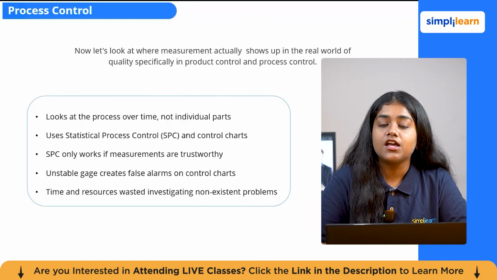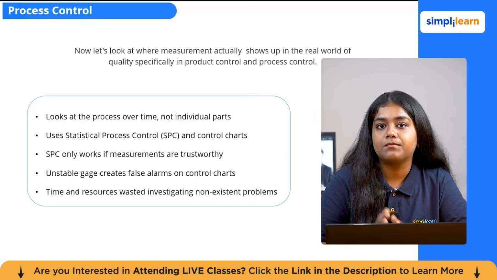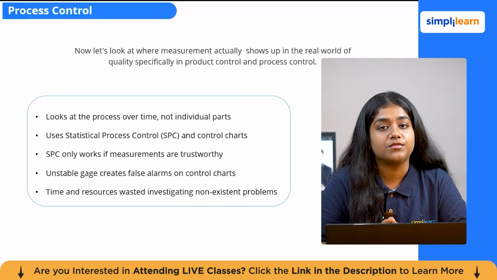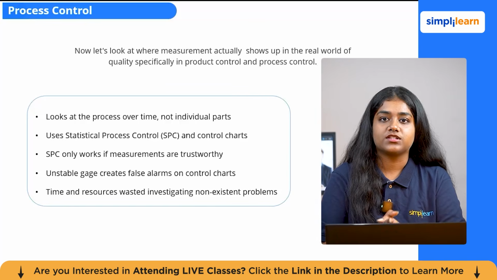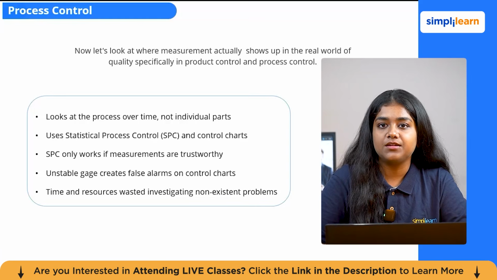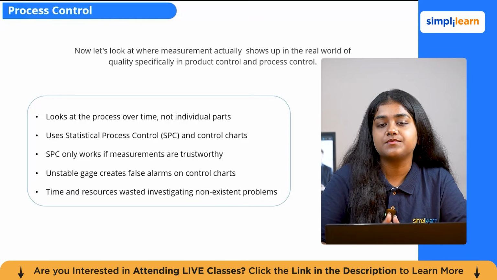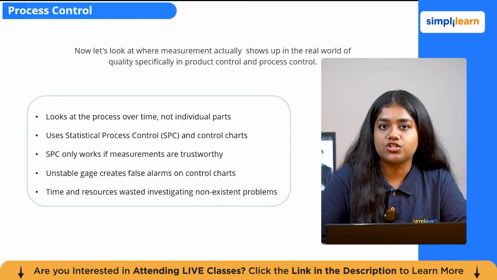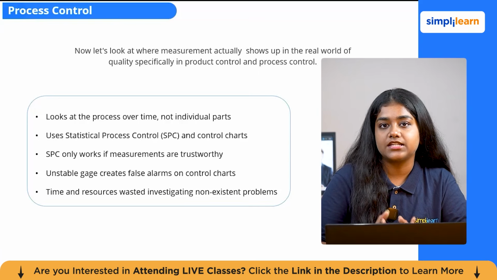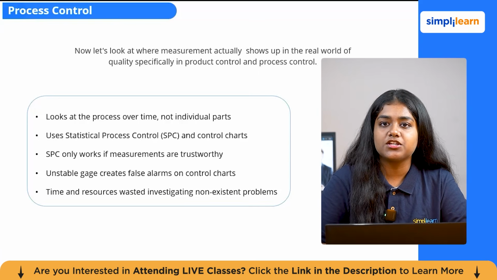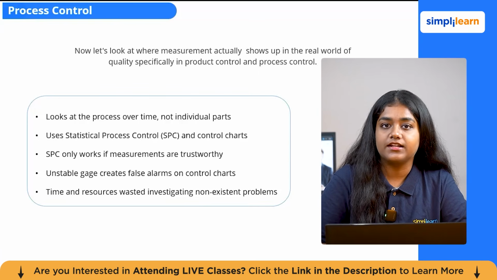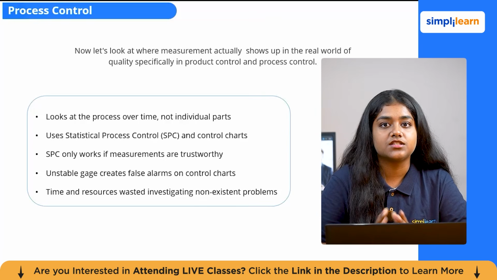In some cases, changing a stable process based on bad data can actually make performance worse. Measurement has two key roles. Measurement acts as a gatekeeper by helping decide whether the products meet requirements. It also acts as a monitoring tool by showing whether the process remains stable over time. If the measurement system is poor, both the product decisions and process control decisions become unreliable.